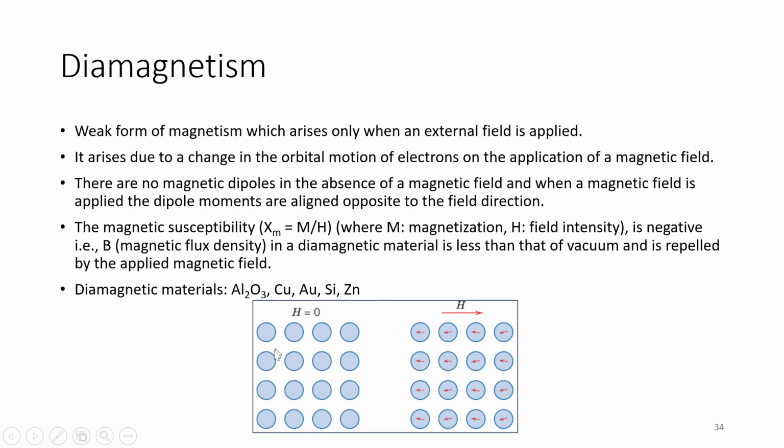Now in the absence of an external magnetic field, there won't be any domains or alignment, and as soon as you apply a magnetic field, this will oppose it in the opposite direction.